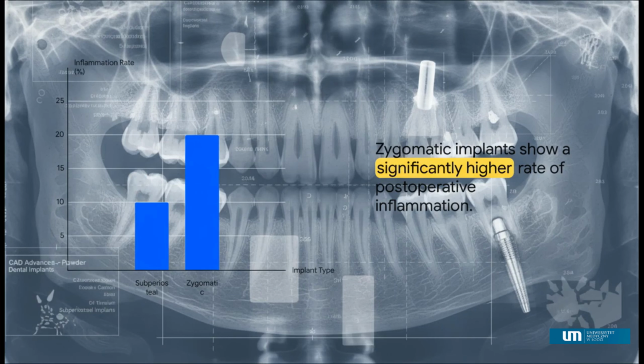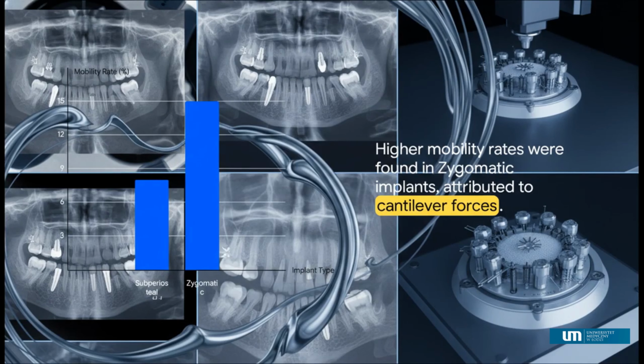This chart illustrates a really notable finding from the study. The data points to a significantly higher rate of postoperative inflammation when you're dealing with zygomatic implants, especially when you compare it directly to the subperiosteal implant group. And we see a similar pattern here with mobility. Zygomatic implants exhibited a higher rate of detectable mobility. The study suggests this is due to the cantilever forces being exerted on the prosthesis, which comes from that posterior anchorage of the implants in the zygomatic bone.